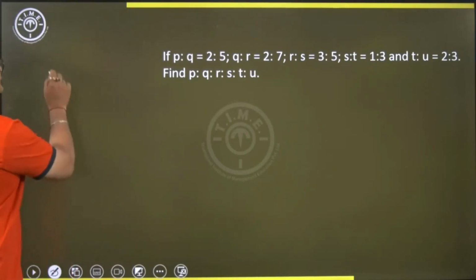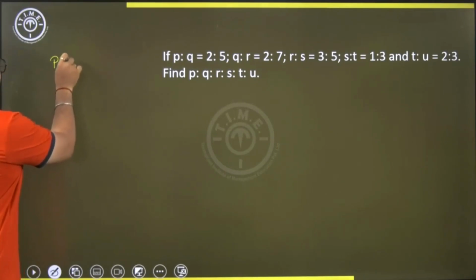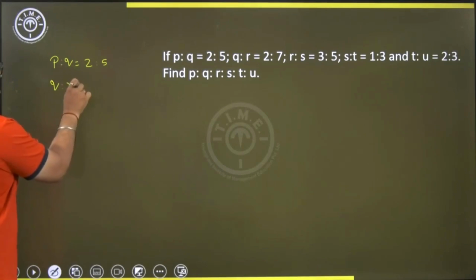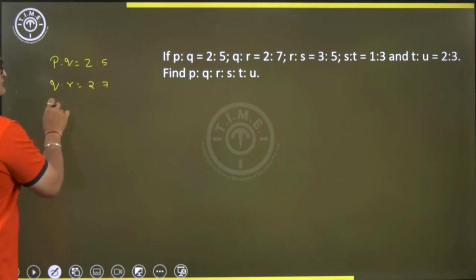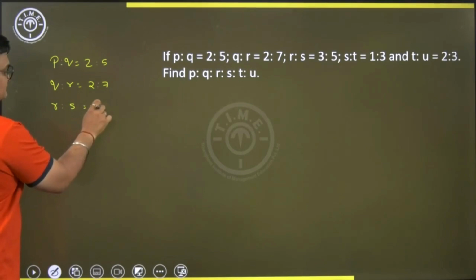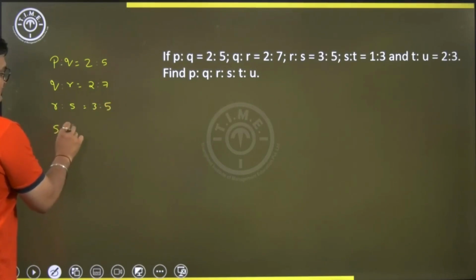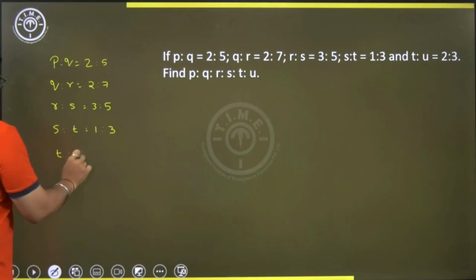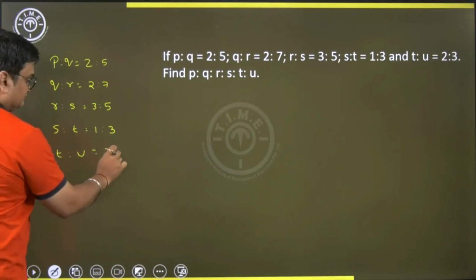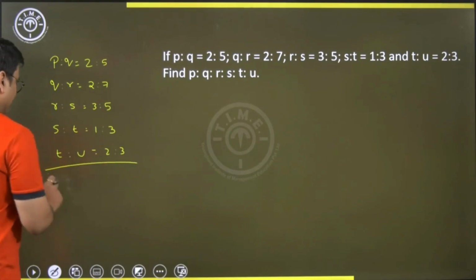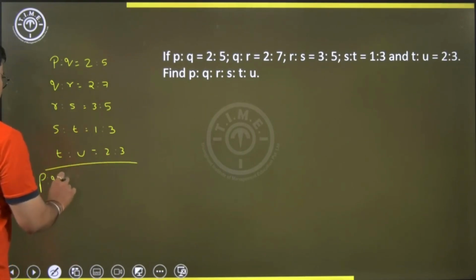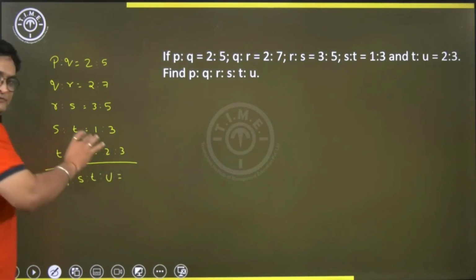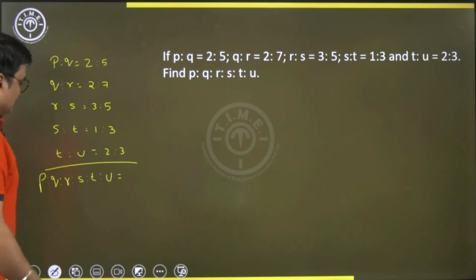So if I just write it down, P is to Q is given, Q is to R is given, R is to S, S is to T, and finally T is to U. So finally I want P is to Q is to R is to S is to T is to U. This is what we want. So how can we do that?